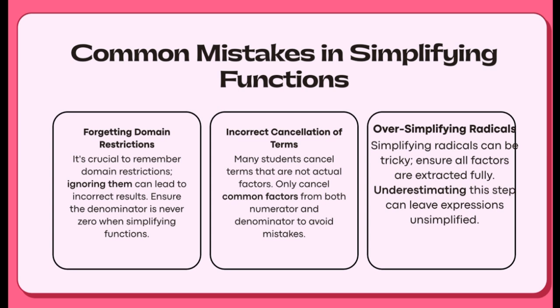Common mistakes in simplifying functions. Forgetting domain restrictions. It's crucial to remember domain restrictions. Ignoring them can lead to incorrect results. Ensure the denominator is never zero when simplifying functions. Incorrect cancellation of terms. Many students cancel terms that are not actual factors. Only cancel the common factors from both the numerator and denominator to avoid mistakes. Oversimplifying radicals. Simplifying radicals can be tricky. Ensure all factors are extracted fully. Underestimating this step can leave expressions unsimplified.